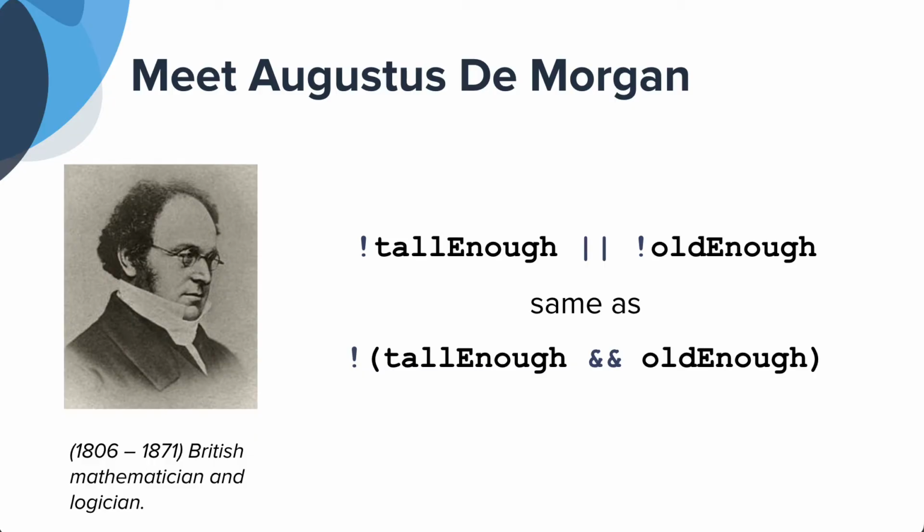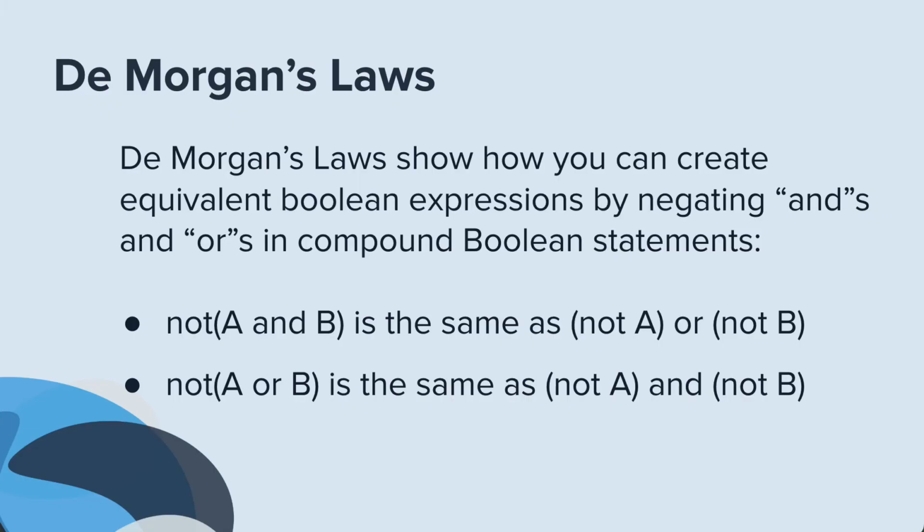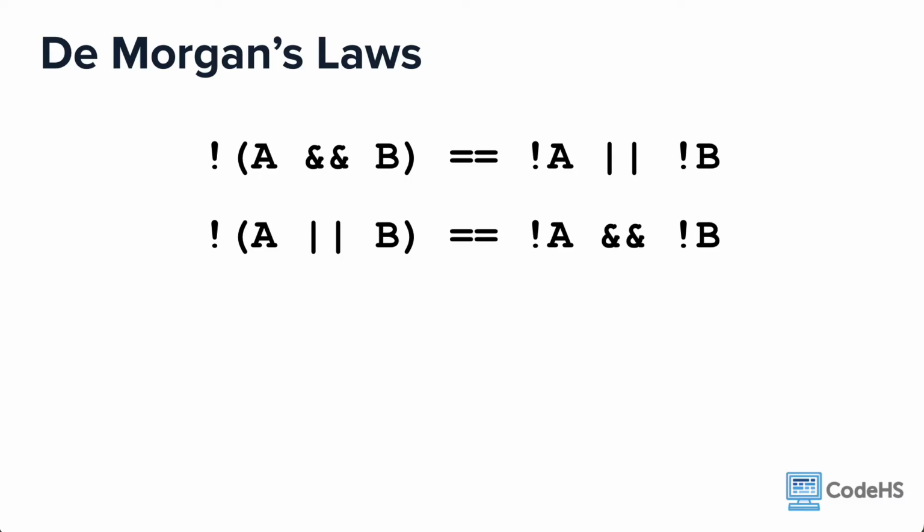logician. He created two rules about how to create equivalent Boolean expressions. De Morgan's laws show how you can create equivalent Boolean expressions by negating ands and ors in compound Boolean statements. Not (A and B) is the same as not A or not B. Not (A or B) is the same as not A and not B. When written out in Java, the equivalent expressions look like this.